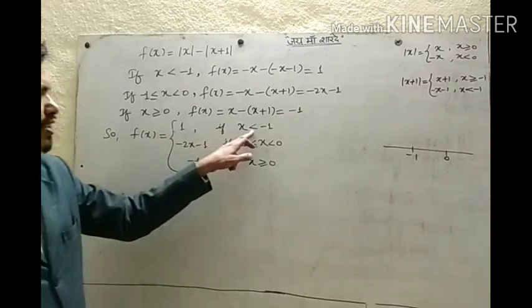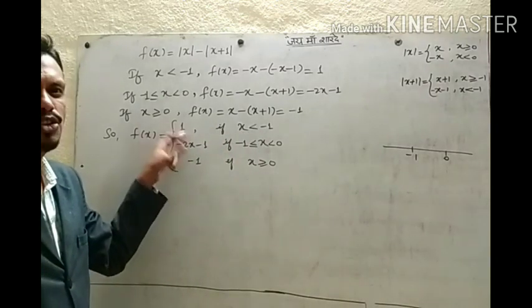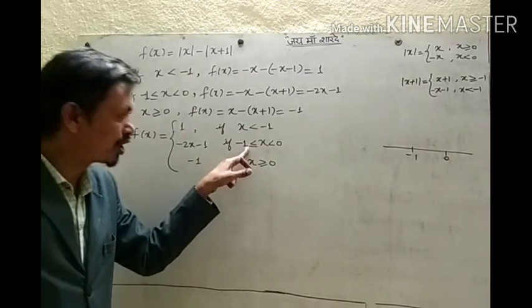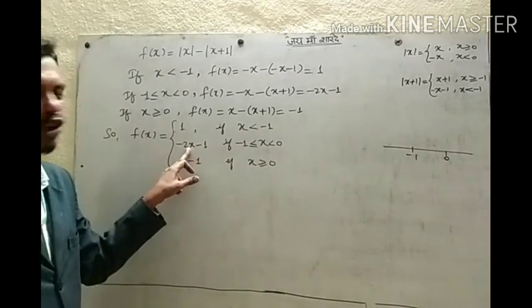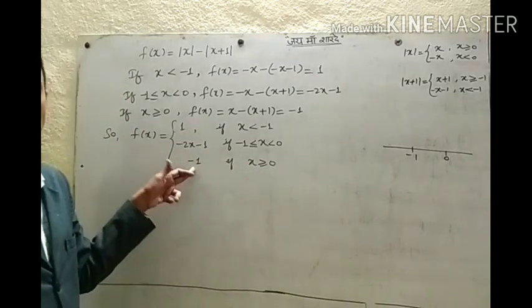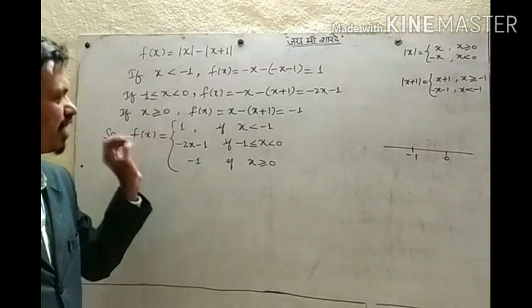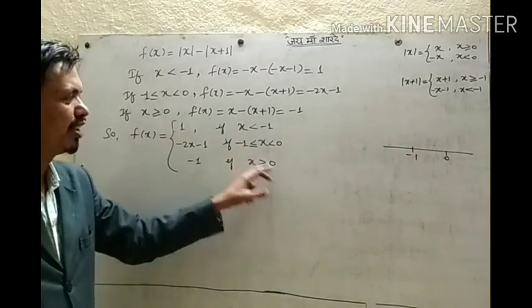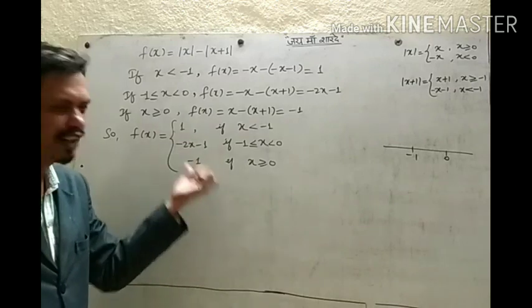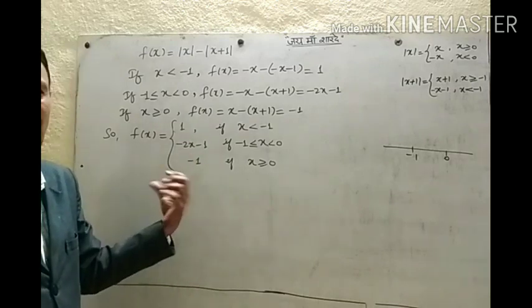In case of x less than minus 1, it is a constant function, so always continuous. In case of the interval more than minus 1 and less than 0, it is a polynomial, so continuous. In case of x more than 0, minus 1 is a constant function, continuous. So you only have to check continuity at minus 1 and at 0. Okay? And we know how to check whether a function is continuous at a point or not.